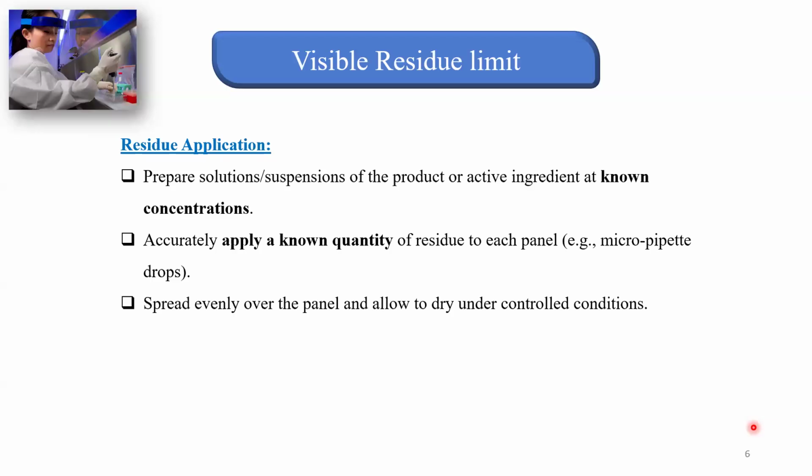The applied residue is then spread evenly over the defined surface area of the panel, and uniform spreading is important so that visibility depends only on residue amount and not on uneven distribution. After application, the panels are allowed to dry under controlled conditions such as defined temperature and time, and this simulates how residue would actually remain on the equipment surface after processing and drying. By carefully controlling concentrations, volume, and drying conditions, we ensure that the VRL study results are accurate, reproducible, and scientifically valid.